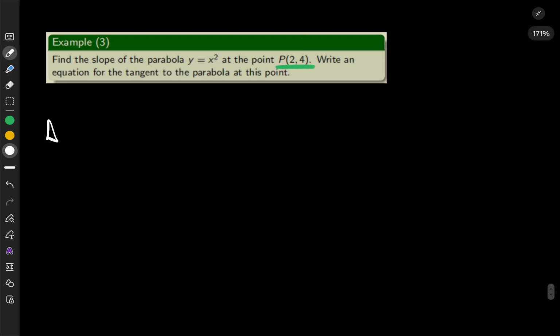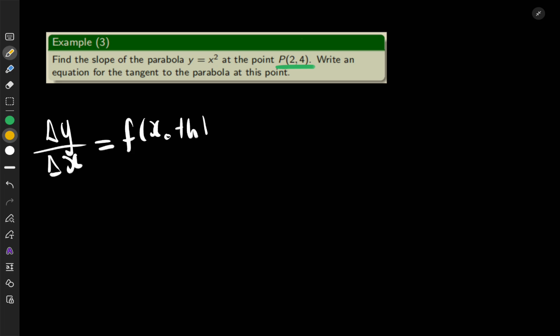So we're going to say delta y over delta x. The fact that they've said slope at a point, then it is just going to be equal to f of x1 or x0 plus h. We no longer say x2. Remember, we only say x2 when you actually have two different positions. Here we only have one. Minus f of x0 divided by h.